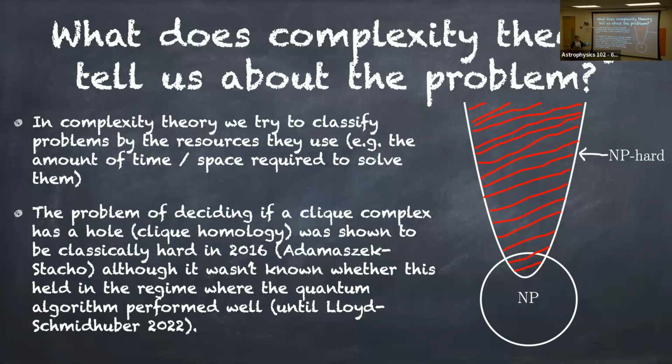So that means not counting the number of holes, not studying the number of persistent holes in a complex, but just deciding: is there a hole or not in a complex? It's already known to be classically hard, so this is a problem we do not expect to be able to solve on a classical computer. And obviously, if we can't say whether there is a hole or not, we definitely can't study the existence of persistent holes. Although until very recently, this hardness wasn't known to hold in the regime where the quantum algorithm performed well, but recently it was shown this hardness result also holds in that regime.